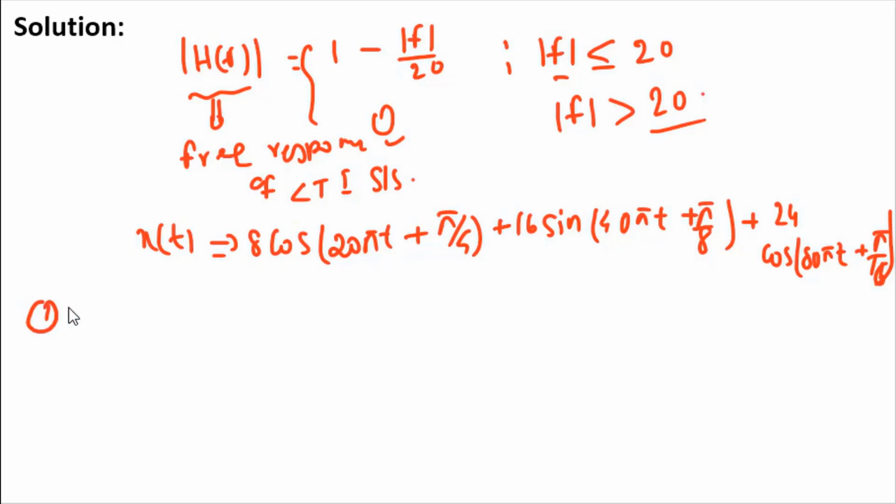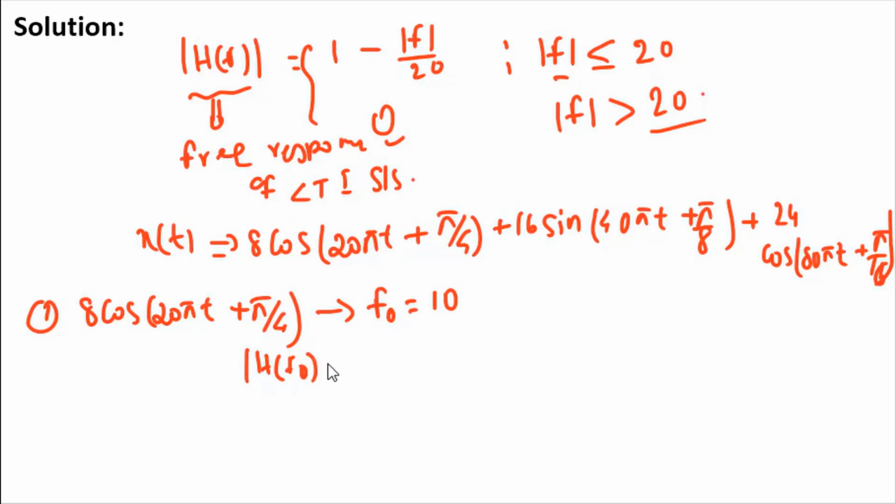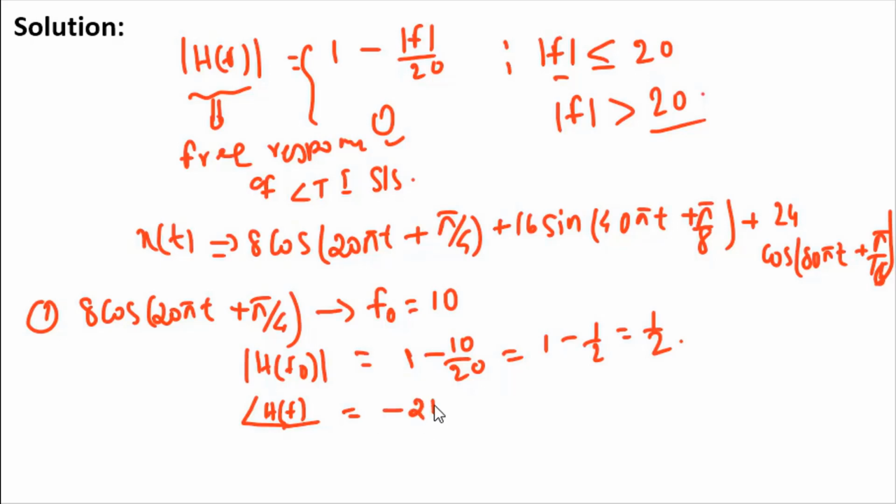Now for the first signal, that is 8 cos(20 pi t plus pi by 4), your f naught is 10. Now your magnitude of H(f naught) will be 1 minus 10 over 20, which is equal to 1 minus 1 by 2, equal to 1 by 2. The angle of this H(f) is given as minus 2 times f, which is equal to minus 2 into 10, which is equal to minus 20 degrees.